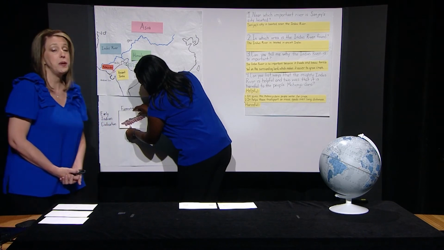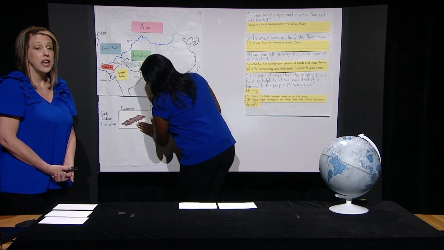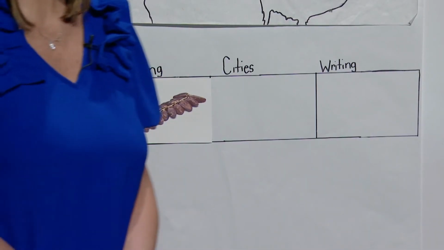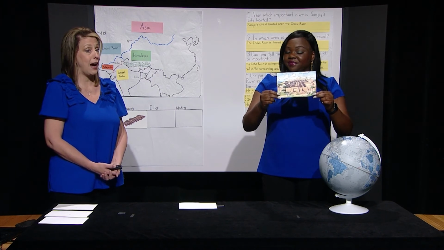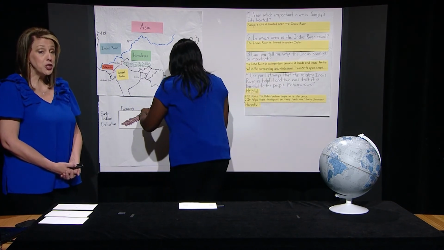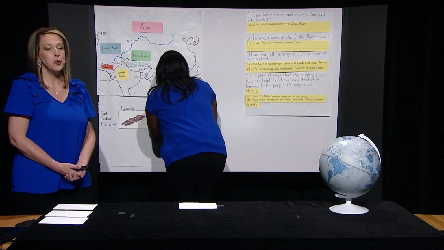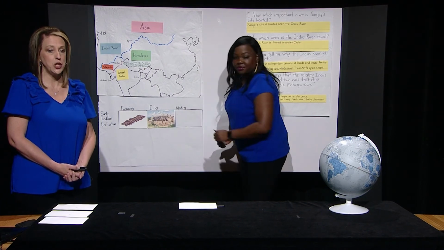Miss Tiffany's placing the picture of the dates in the chart in the early Indian civilization row under the farming column to help us remember that farming occurred in early Indian civilization. This is a photograph of the city of Mohenjo-Daro. Miss Tiffany, can you share with us one thing you remember that you learned in the Read-Aloud about Mohenjo-Daro? Well, Mohenjo-Daro was a very big city with lots of trading. That's right. Miss Tiffany will place the picture of Mohenjo-Daro in the city's column to remind us that there were cities in ancient and early India.